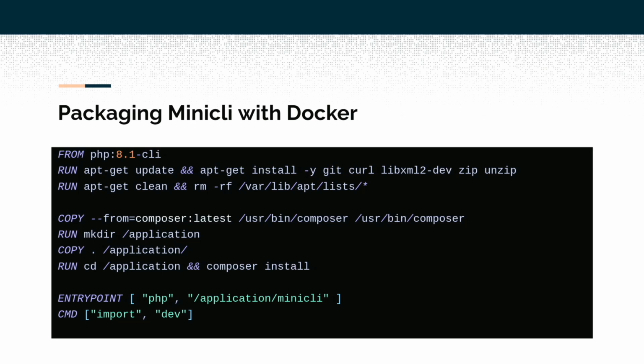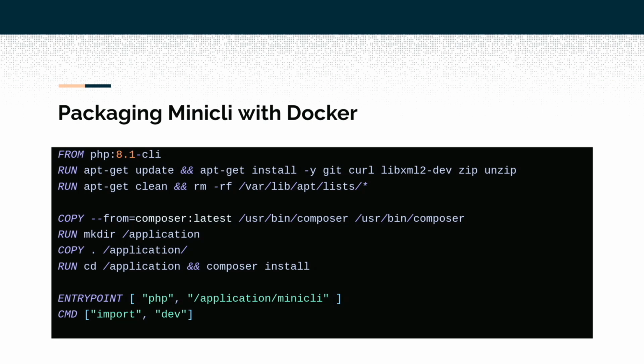Okay, so first thing, we need to package the application with Docker and create a Dockerfile that is able to run the application with a single command. So this is a Dockerfile that I used with several different Minicli applications. We are building from the PHP 8.1 CLI image.